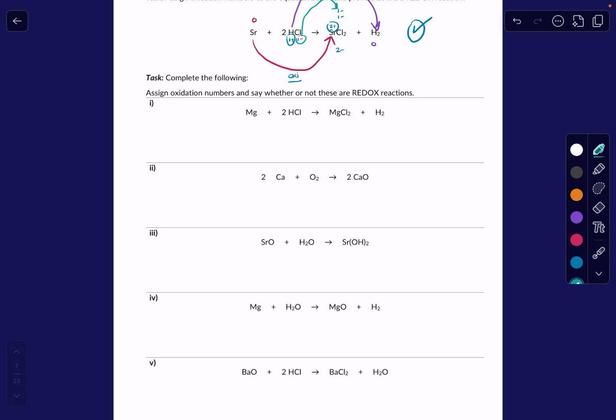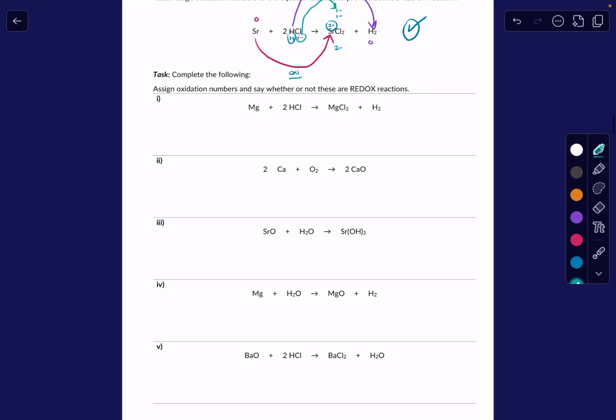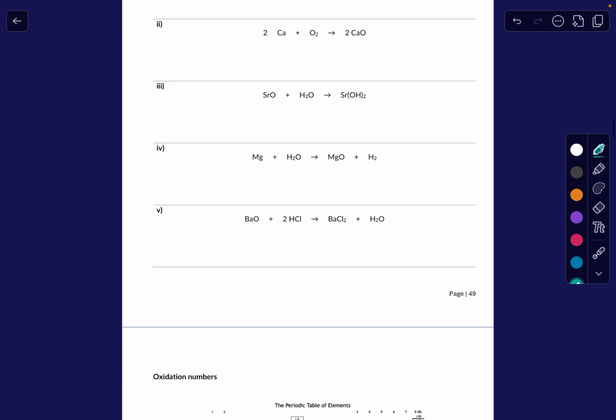Remember the rules I said before. H is going to be +1. Chlorine's going to be -1 because it's in group 7. Magnesium, when bonded, will be in the group number that it's associated with, and you can apply that all the way through. Right, I'm going to leave you to this. I'm going to move on to the next section over here.